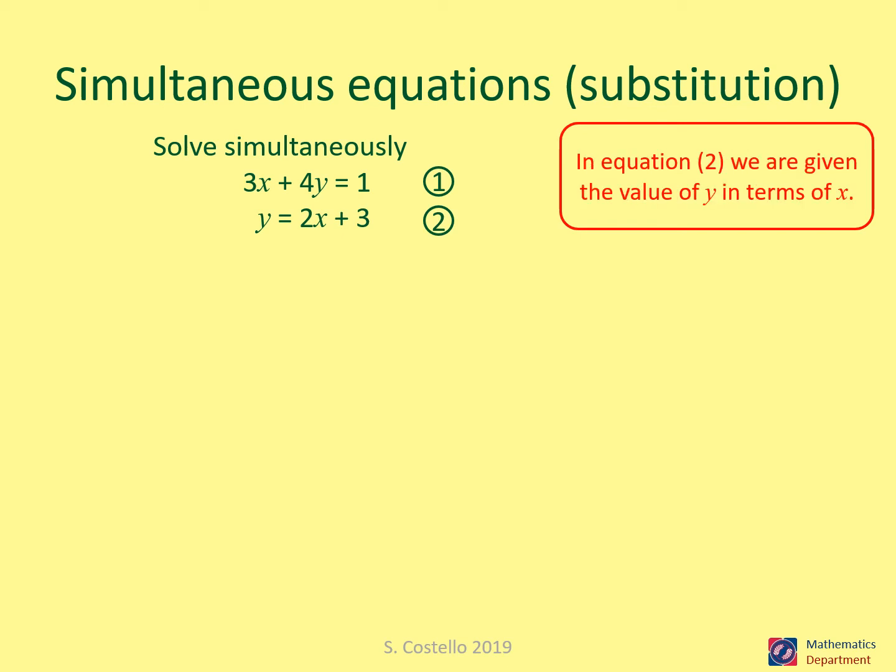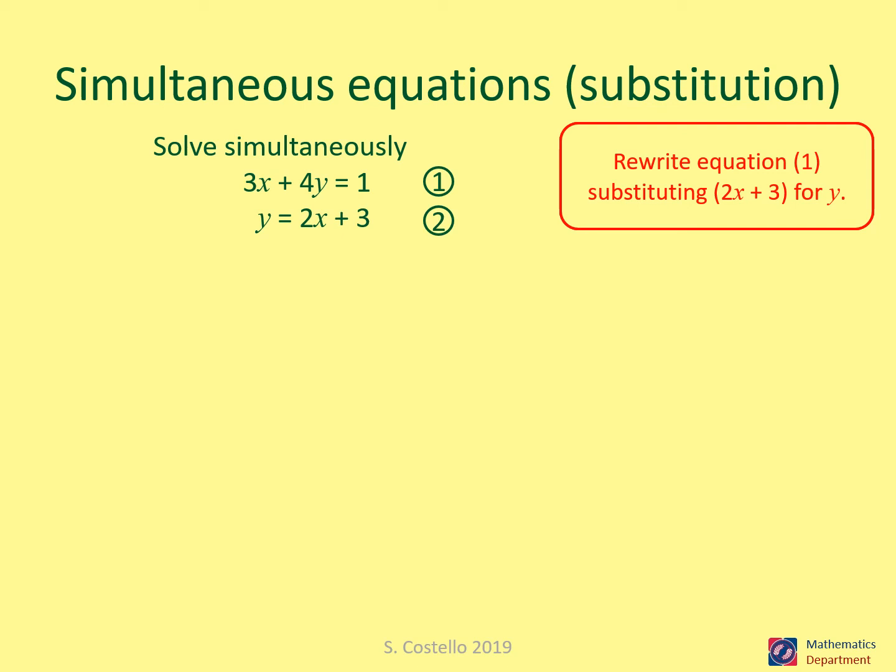In equation 2, we are given the value of y in terms of x. So I know what y is worth. It's worth 2x plus 3. Sorry. We're going to rewrite equation 1 and we're going to substitute 2x plus 3 for the y.